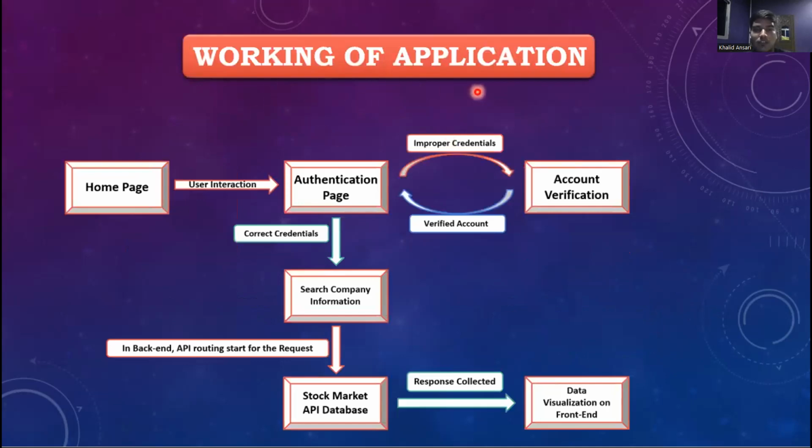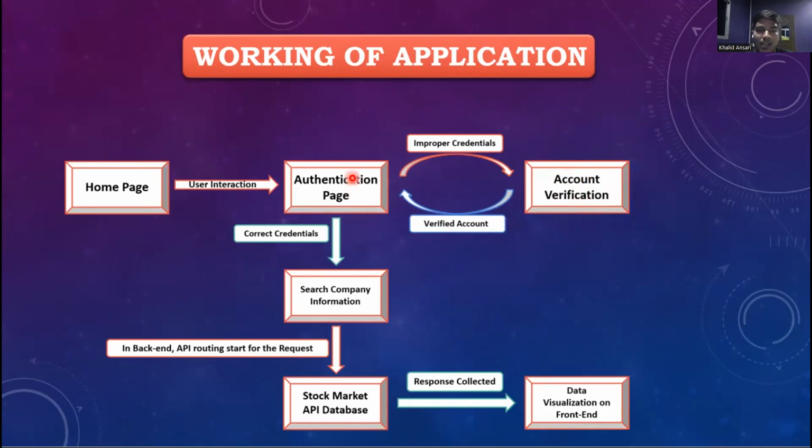Now we'll see the working of the application. Basically, in the application, we'll have a home page where first we'll have to log in to authenticate. If we enter a wrong password or we don't have an account, then we'll go to the account verification section where we can change our password or verify through emails, or we can sign up and make a new account.